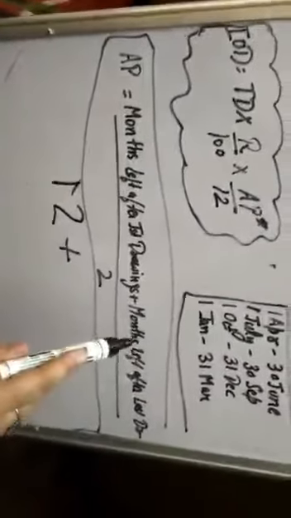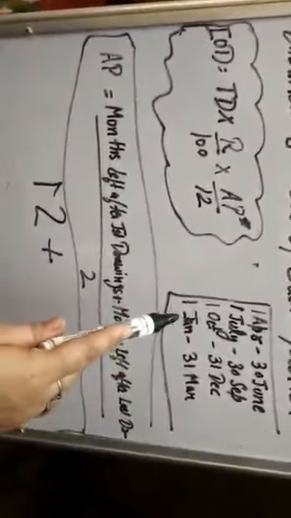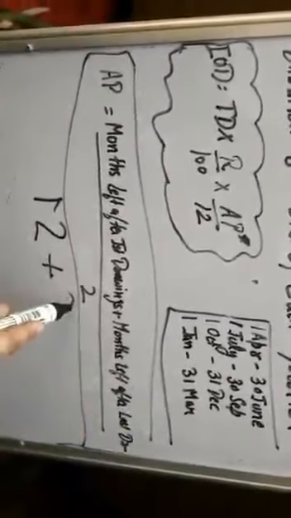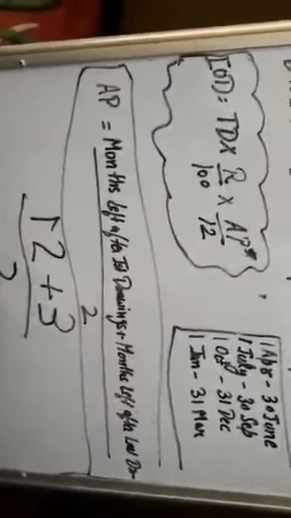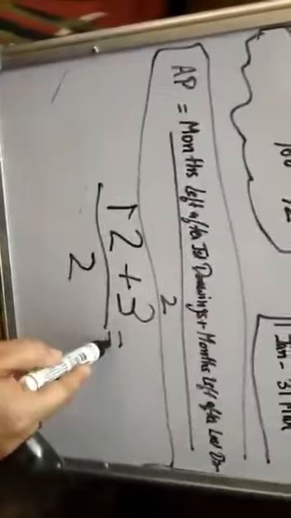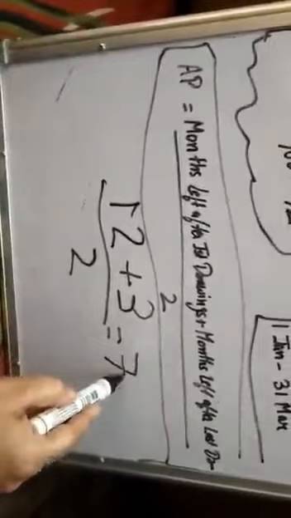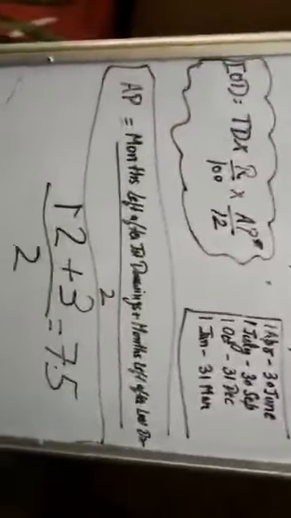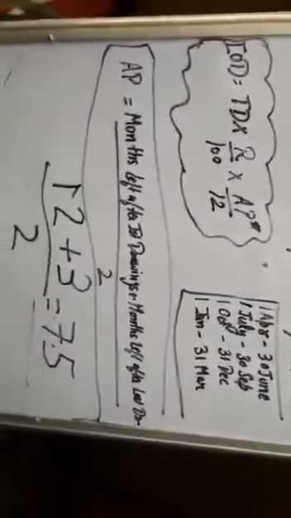And how many months are left after the last drawing? You will make your last drawing on 1st January. So how many months are left? January, February and March. It is 3. And you will put it in the formula divided by 2. It comes out to be 12 plus 3, 15 over 2, which is 7.5. If we talk about the beginning of each quarter, our average period will be 7.5. I hope this is clear to you.